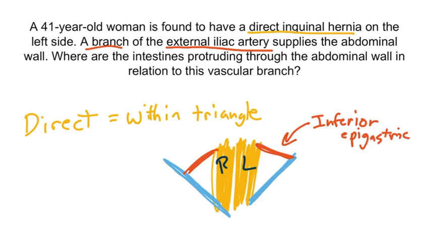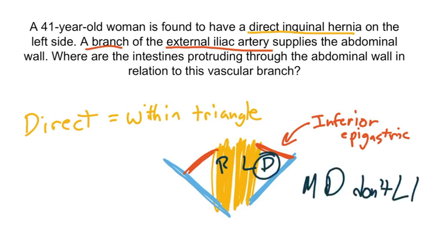And since this is a direct inguinal hernia, where in relation to these inferior epigastric vessels will the hernia occur? It will be medial down here. Remember the phrase, MDs don't lie. Direct inguinal hernias occur medial to the inferior epigastrics within the triangle.